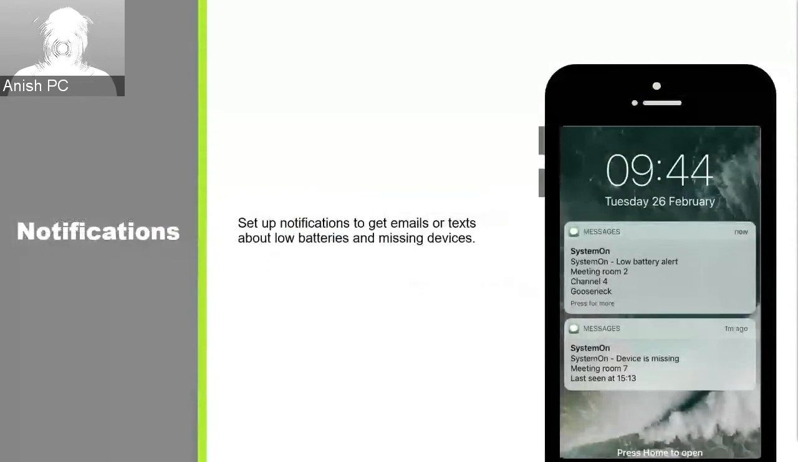With the SystemsOn notifications, you can also utilize the SystemsOn notification screens to get emails or texts. Any device that has been offline for more than a few minutes is noted as missing. You can also set up low battery warnings because it has a customized threshold setting, and you can set notifications about remaining battery time for each and every piece of equipment.